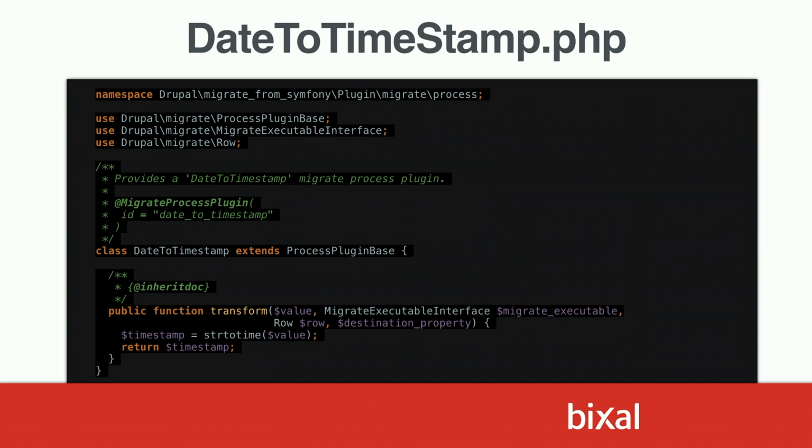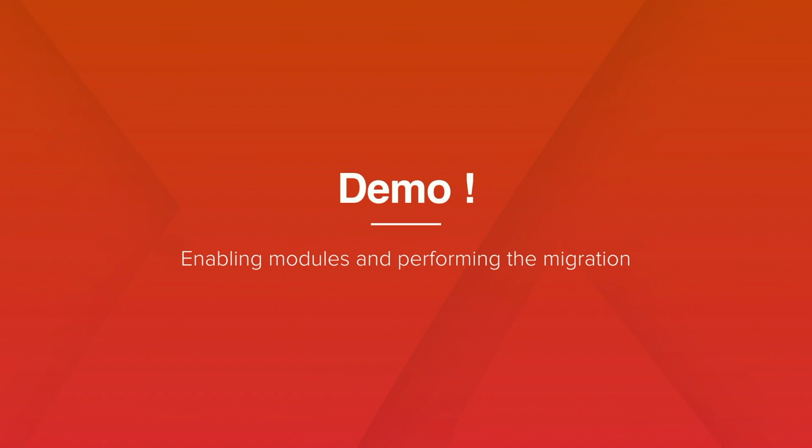So you see it's very simple. The only thing I'm doing is getting the value, converting it with strtotime, and returning that. So when I return that, the migrate process will take that new format and put it in there. And I think I left some debug code there, so when I perform the migration, you're going to see the transformation for the dates. So let's see if all this works.